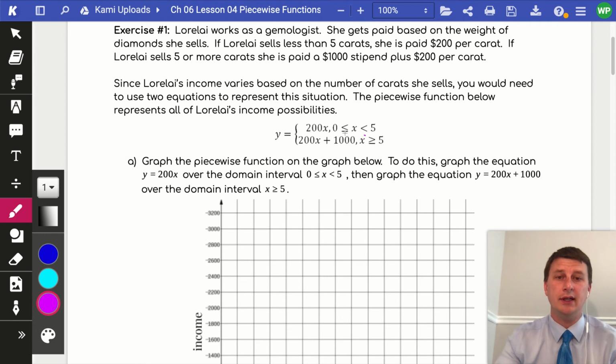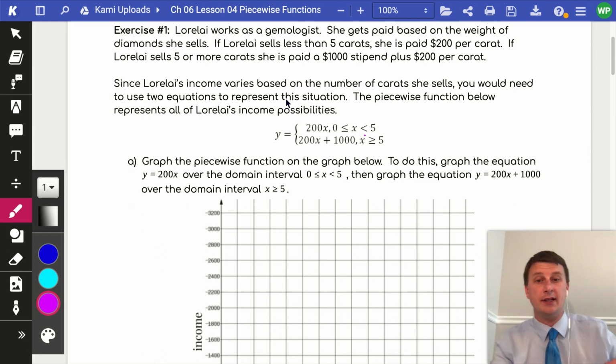If she sold equal to 0 carats, yeah, we would use this function. She'd just make $0. And then we look at this function. It says 200x plus 1,000, and that was if she sold 5 or more carats, and that's why it says x is greater than or equal to 5. Any number of carats that's greater than or equal to 5 would go in this function. So depending on how much she sells determines which function to use to see how much she gets paid.